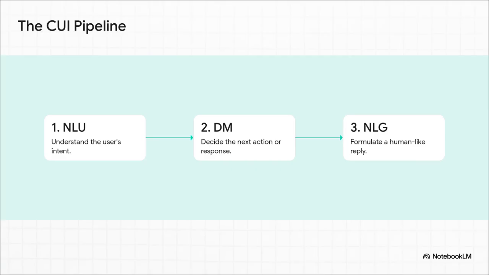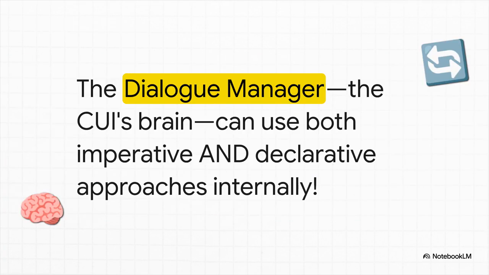It really boils down to a three-step dance. First, something called natural language understanding, or NLU, has to figure out what you actually mean, your intent. Then, the dialogue manager, which is kind of like the CUI's brain, decides what to do next. And finally, natural language generation, or NLG, puts together a response that sounds human. So, understand, decide, and then respond.